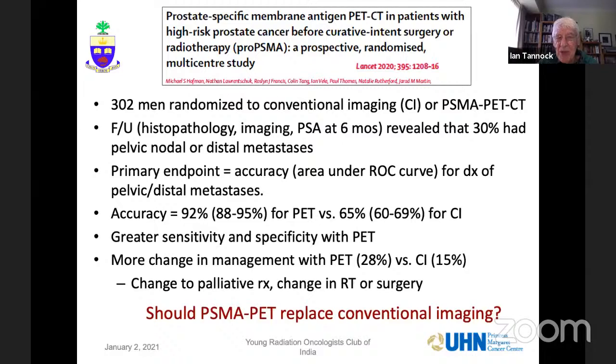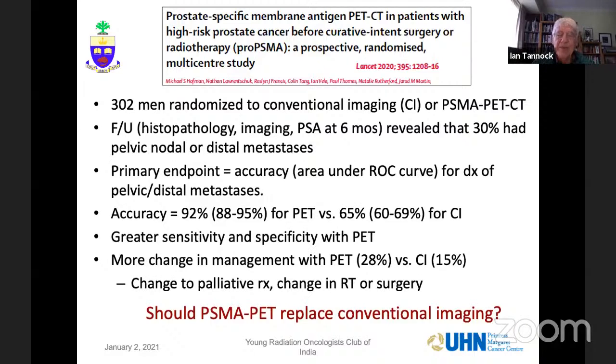And then they looked at 6 months with those who had surgery, histopathology. Patients could have surgery or radiotherapy for prostate cancer, histopathology, imaging, and PSA level at 6 months, which revealed that 30% of them, about 90 of the men, had pelvic nodal or distant metastases. Those would have been present at the time of the imaging. And their primary endpoint was accuracy, the area under the receiver operating characteristics curve, for diagnosis of pelvic or distal metastases. And the accuracy was 92% for PET based on that follow-up assessment versus only 65% for conventional imaging, which included CT or MRI.